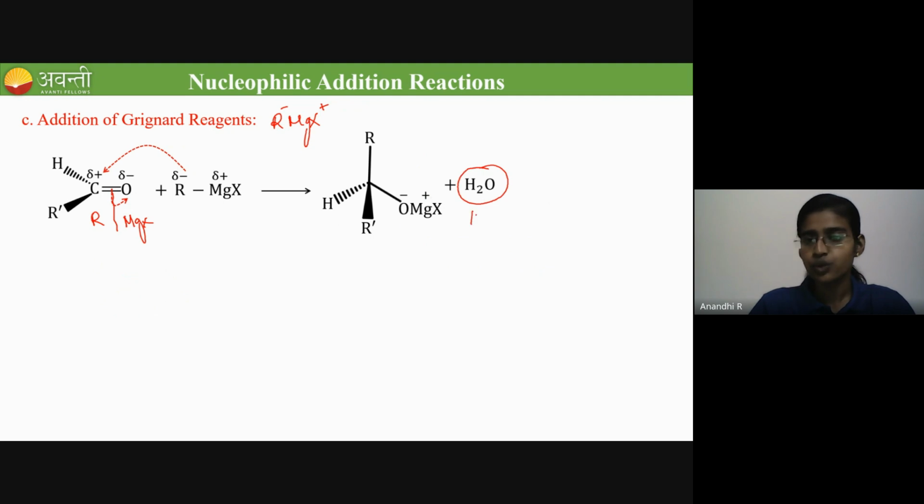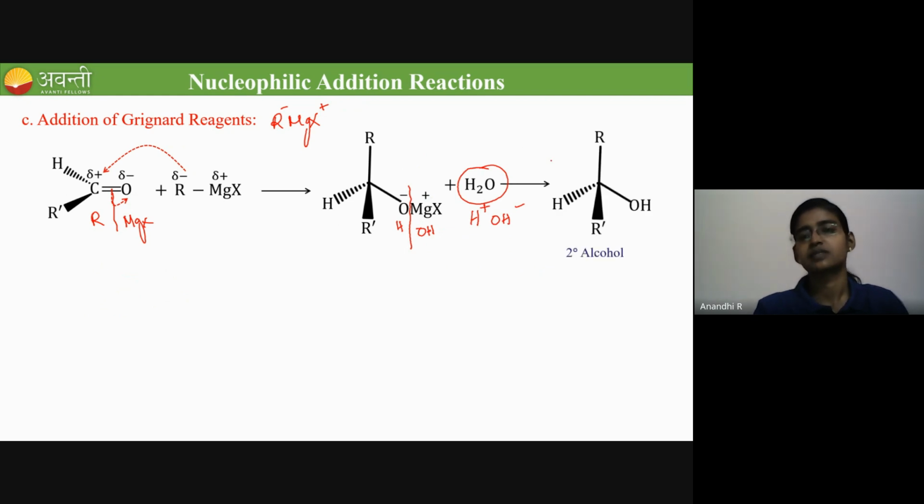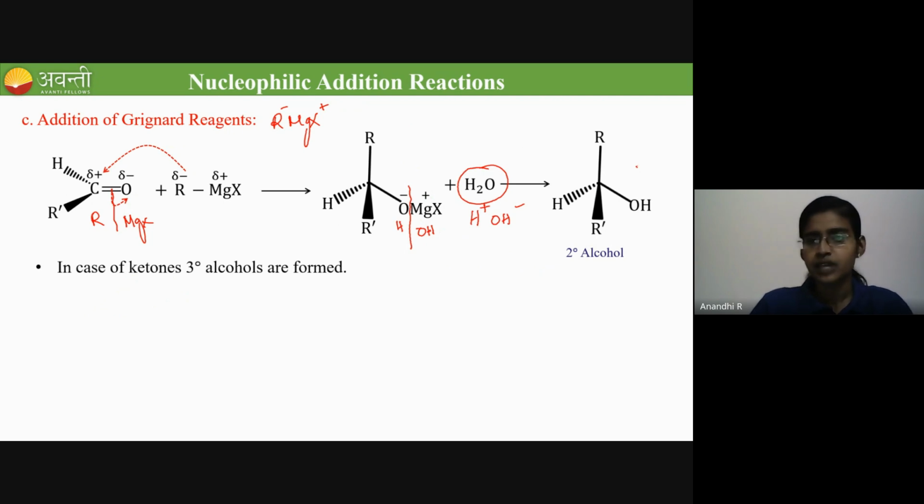In H2O, we have H plus and OH minus, right? So this O-Mg bond cleaves. And this H plus is going and forming the bond with oxygen and OH minus is added to the MgX. So you'll get the final product like this. And MgX-OH is the byproduct. Got it? MgX-OH will go out as the byproduct.